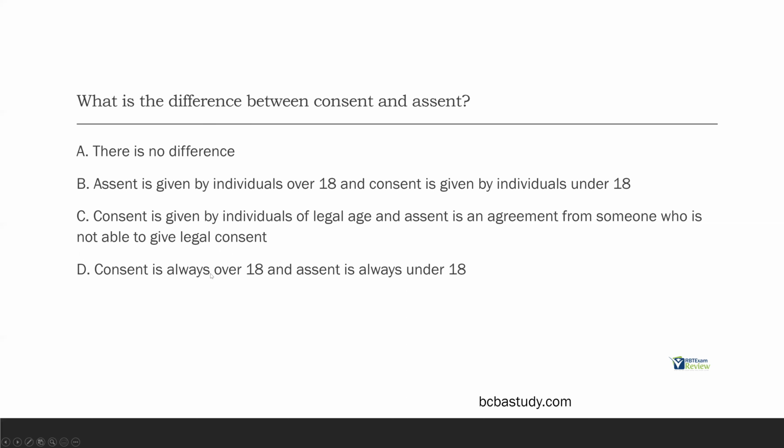So D, consent is always over 18 and assent is always under 18. Well, consent is always over 18. Typically, it depends on the state and the country. But so it wouldn't always be over 18. But the point is, assent isn't always under 18. Assent is just someone not able to give legal consent. It's an agreement. Okay, so our answer here is C. Consent is given by individuals of legal age, and assent is an agreement from someone who is not able to give legal consent.